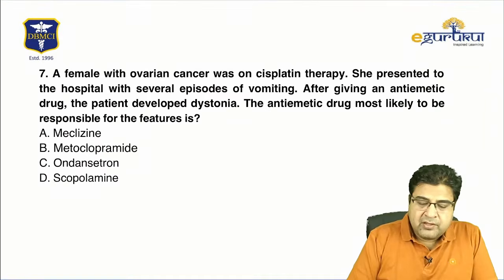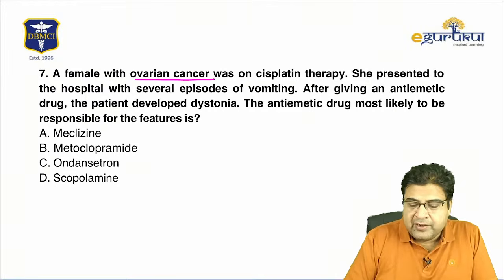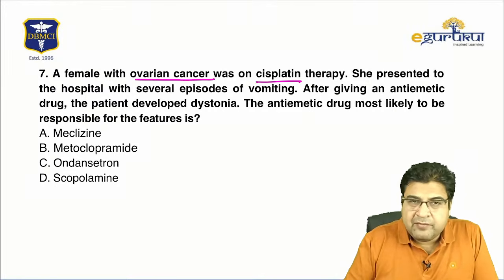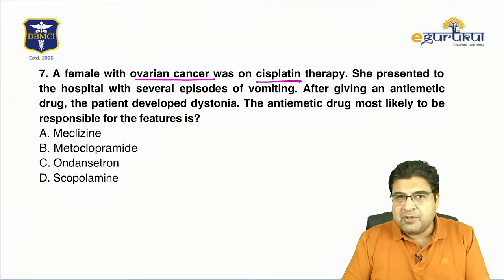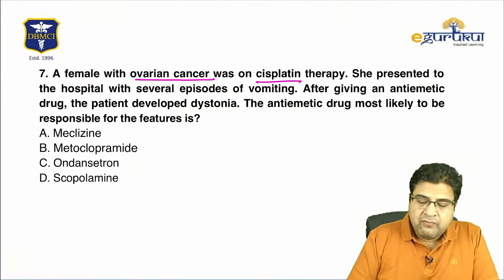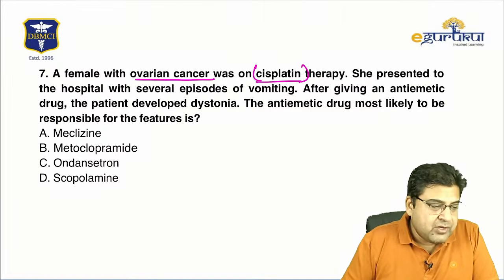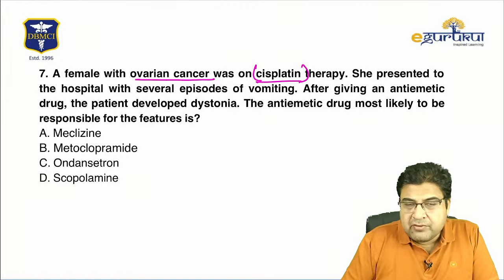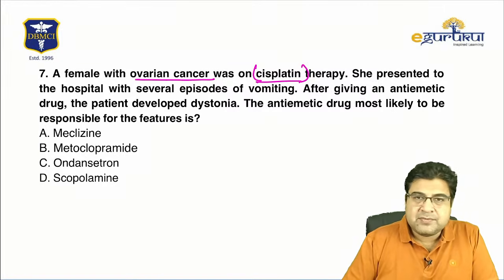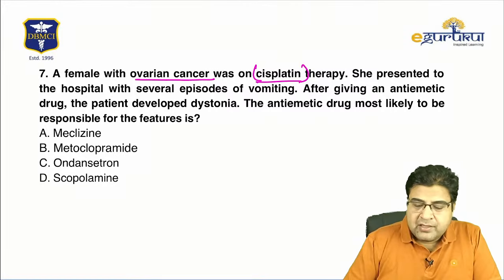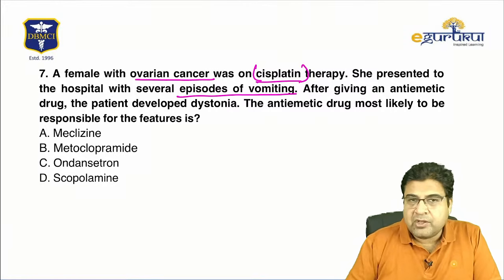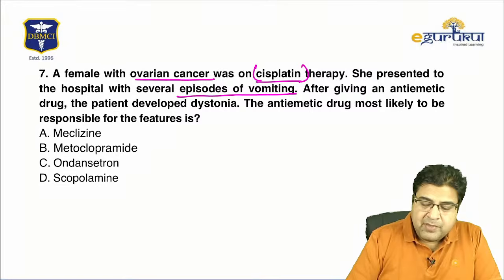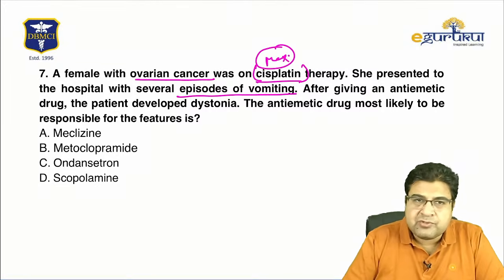Now question number 7, the patient, a female, has ovarian cancer. We know that whenever we have a gonadal cancer, like seminoma in males or ovarian cancer in females, we give cisplatin. Cisplatin is one of the very good drugs for gonadal carcinomas, right? Now, after taking cisplatin, she has got vomiting because cisplatin has a maximum risk of chemotherapy-induced vomiting.